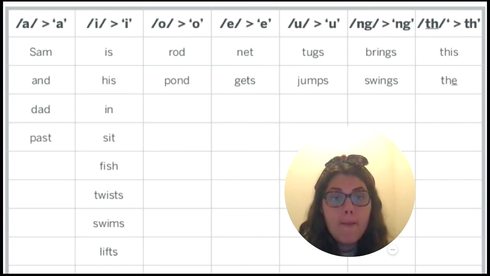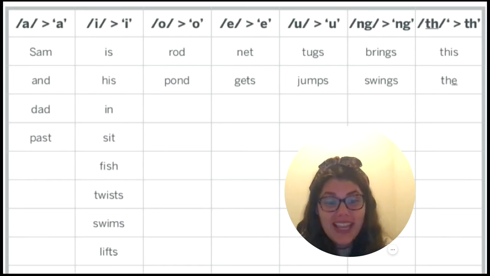J, a, m, s. This is the word jumps, Keeble Cubs. And the ng. So we have b, r, i, ng, z. This is the word brings. Good job, friends. And what about this one? Can you tell me what this word is? This is the word swings, Keeble Cubs.